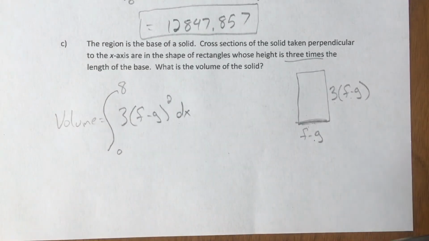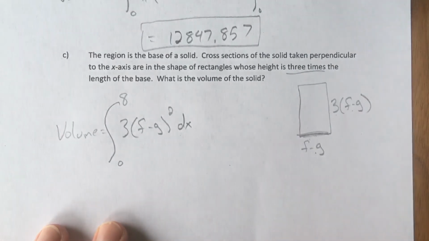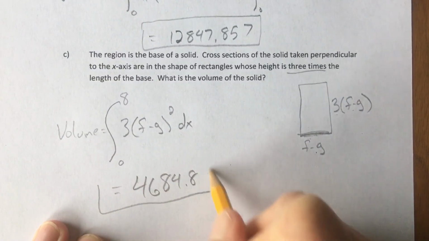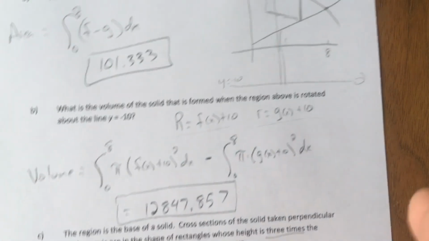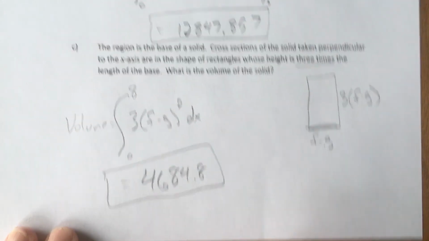Right? So if we do that here, we go math 9, 0 to 8, 3 times y1 minus y2 squared dx. And I end up with 4,684.8. All right. So hopefully this didn't feel too bad. The quiz is going to be almost exactly like this. And so if you have any questions, just let us know. But hopefully you got kind of the hang of this section that we skipped here.